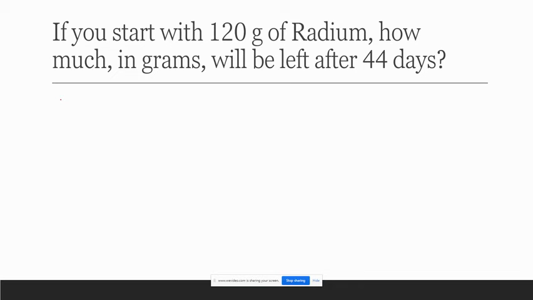So our half-life is 11 days. We're starting out with 120 grams of this. If we go 11 days, so this time sequence here, we've gone 11 days now. Half of this will be left over. So half of 120 grams would be 60 grams. Okay. Now we're going to go for another 11 days.